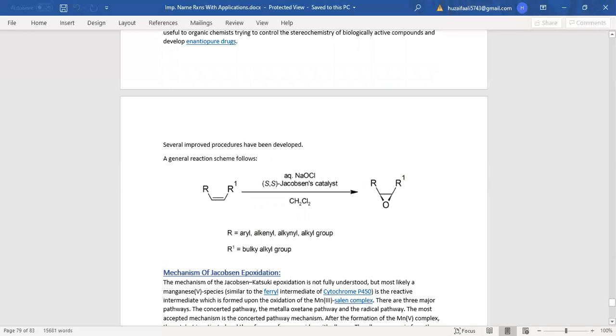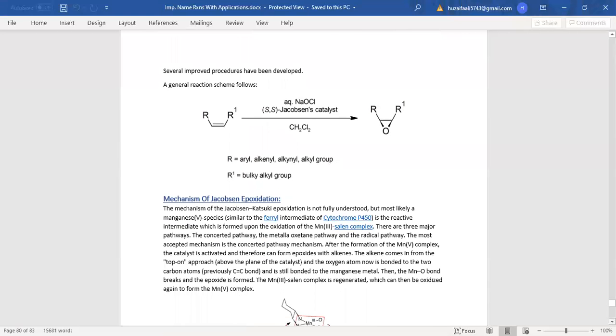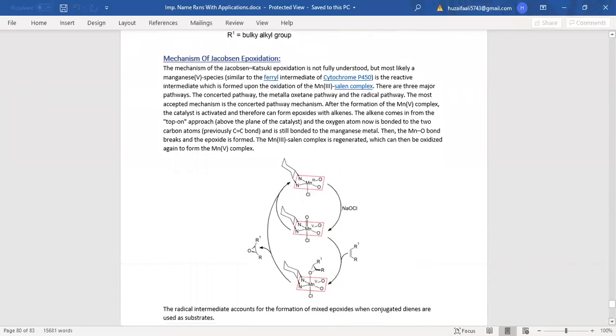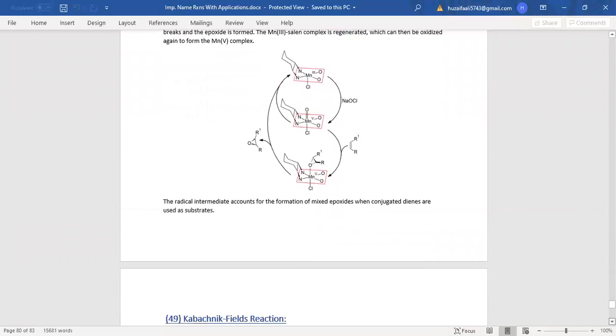Several improved procedures have been developed. A general reaction scheme follows. Mechanism of Jacobsen epoxidation.